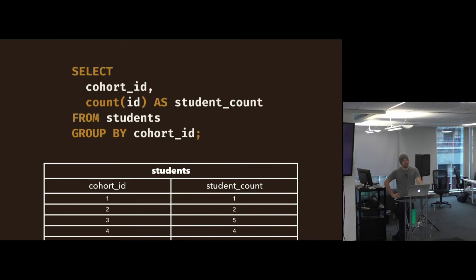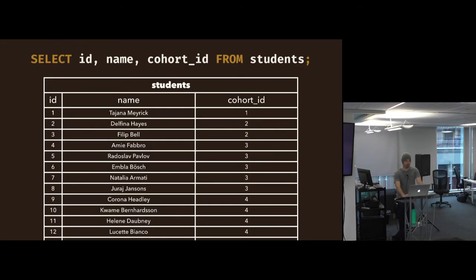Now, instead of just for one cohort, I want to know how many students are in each cohort. This is probably the most confusing part of select, is group by. If I look at this, and I want to group by their cohort ID, how many groups do I have? Yeah. I have 1 student in cohort 1, 2 in cohort 2, 5 in cohort 3, and 4 in cohort 4. So I have 4 groups of students.